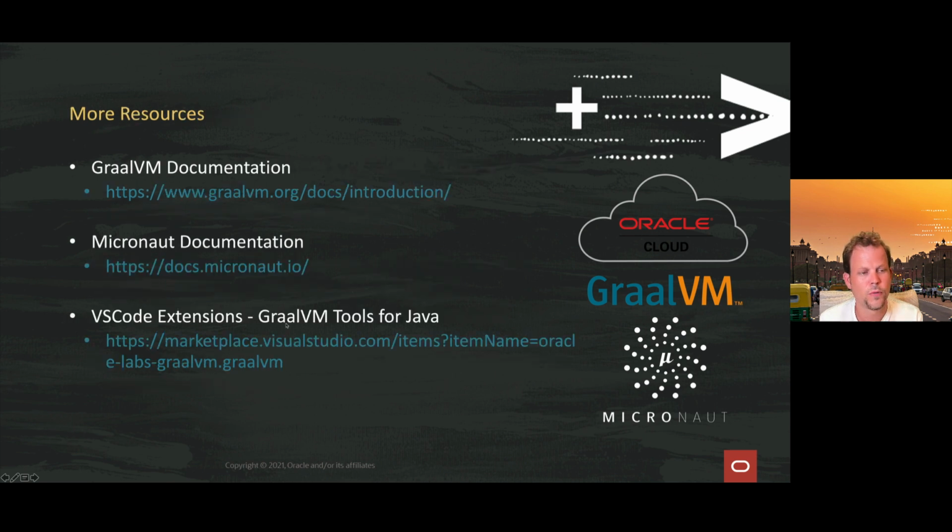In addition, if you're looking for official documentation, the GraalVM documentation is available at graalvm.org/docs/introduction. Micronaut documentation is all available at docs.micronaut.io. And you can grab all the VS Code extensions that I used throughout this demo from the Visual Studio Code marketplace. Just search for GraalVM Tools for Java, install those, and get ready to be super productive with Micronaut plus GraalVM plus VS Code as demoed in this presentation.